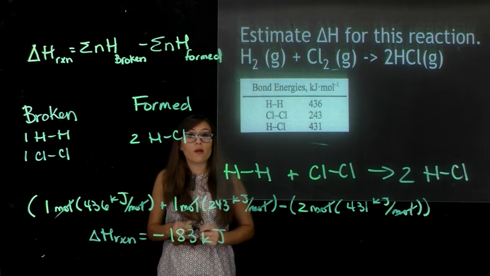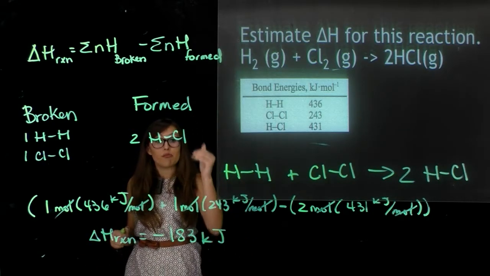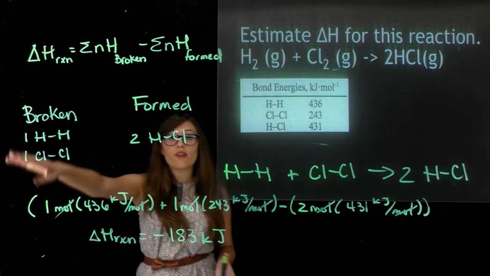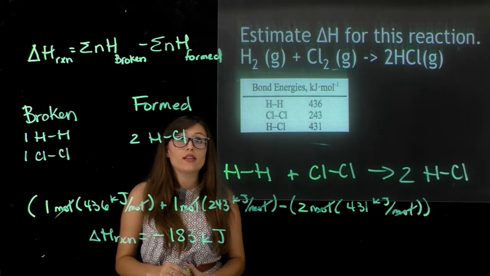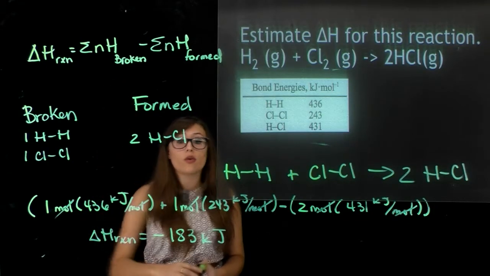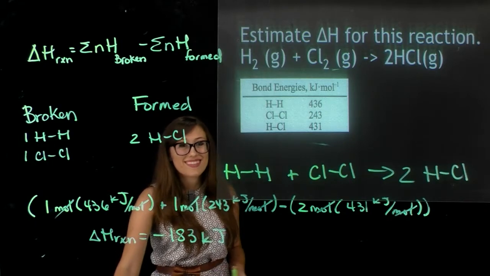So when approaching this problem, make sure you're always writing out your Lewis structure so you can visually see the bonds that are breaking. Identify your bonds that are breaking and your bonds that are being formed, and then plug everything into the Hess's law equation, and you can solve for the delta H of your reaction. Thank you.